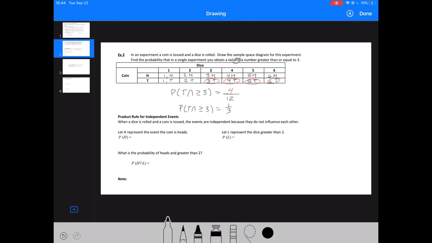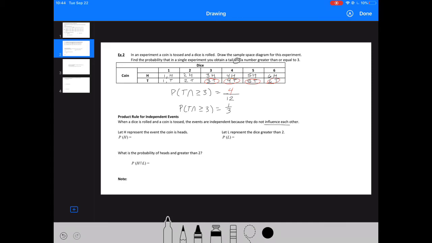This is going to lead us into the product rule for independent events, which is another item to consider when you are solving problems. When a dice is rolled and a coin is tossed, the events are considered to be independent because they don't influence each other, which is an important criterion when you're thinking about events.